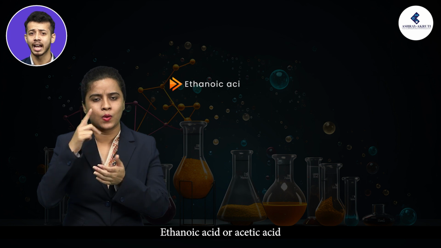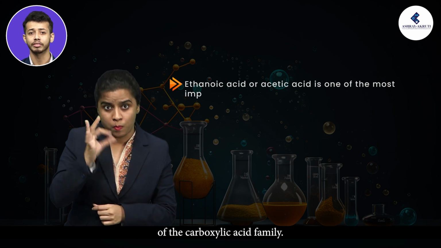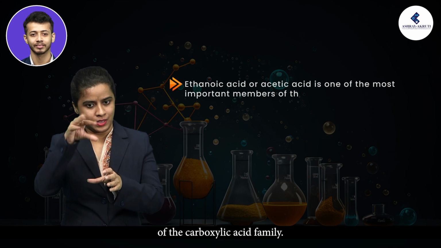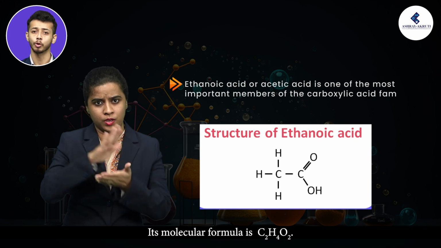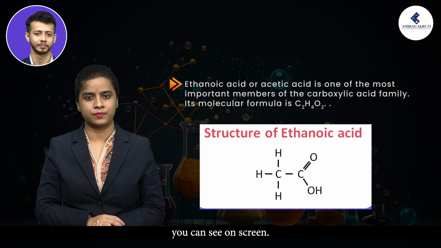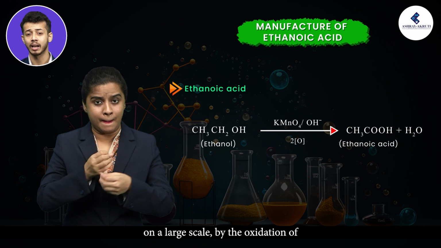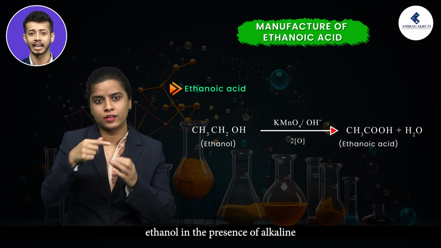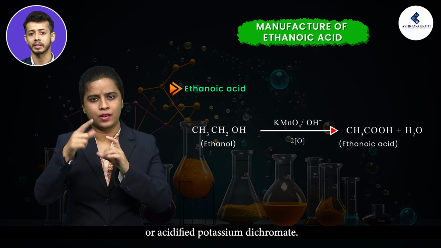Ethanoic acid or acetic acid is one of the most important members of the carboxylic acid family. Its molecular formula is C2H4O2. Its structural formula you can see on screen. Ethanoic acid is prepared on a large scale by the oxidation of ethanol in the presence of alkaline potassium permanganate or acidified potassium dichromate.